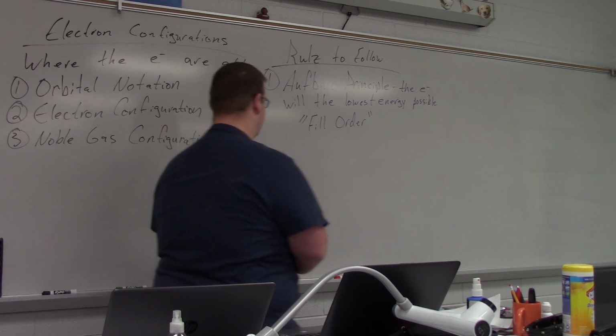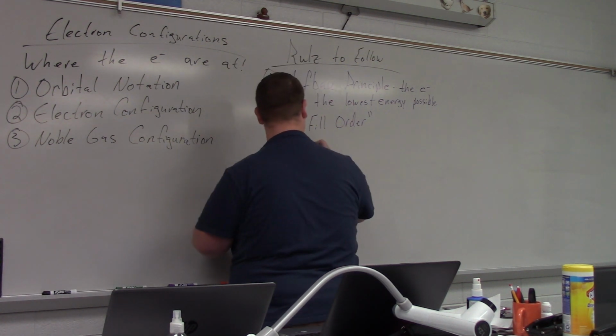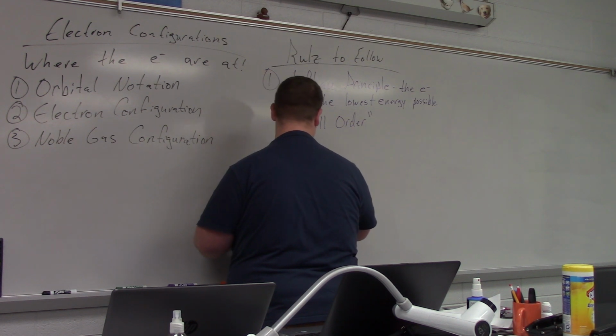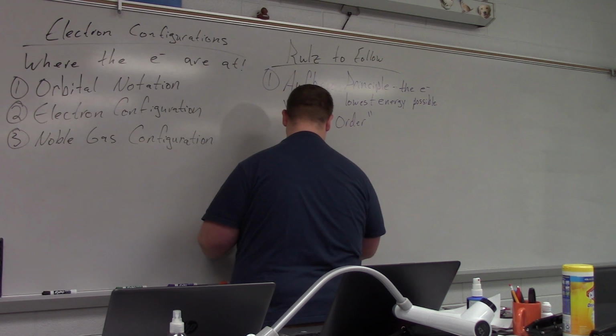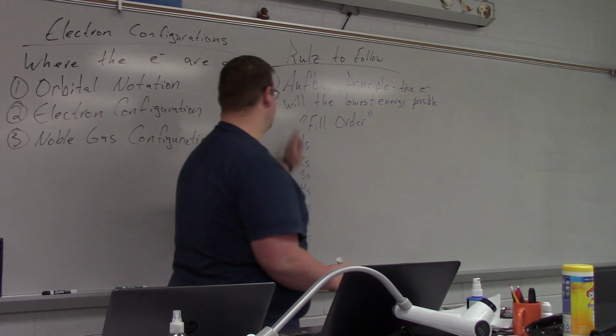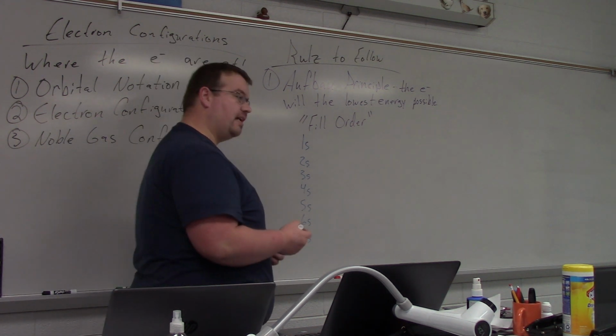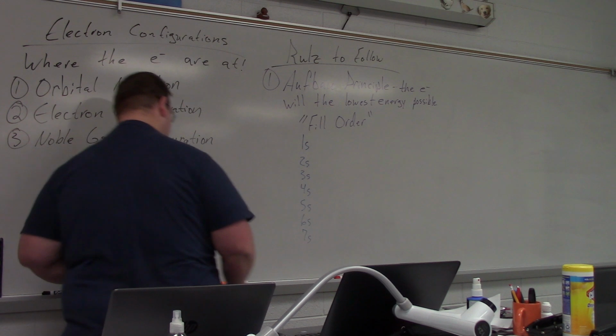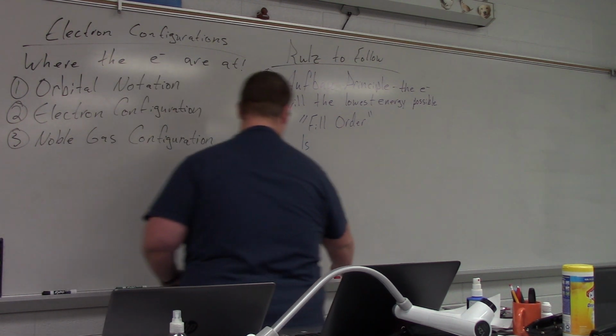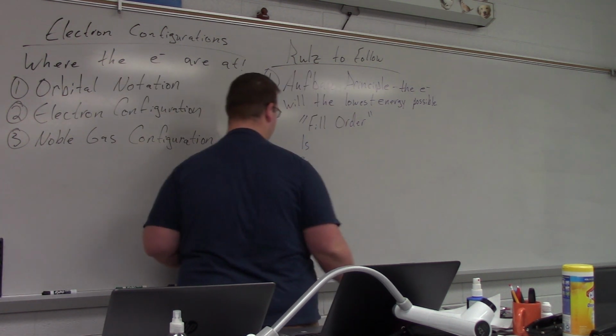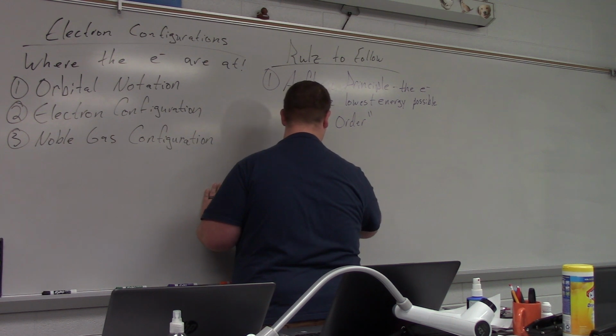Option two is doing this. 1S, 2S, 3S. That's a lot of S's. So you're going to make a column. It goes 1 through 7S. Next to that, we're going to make the P column. But it starts at 2P.